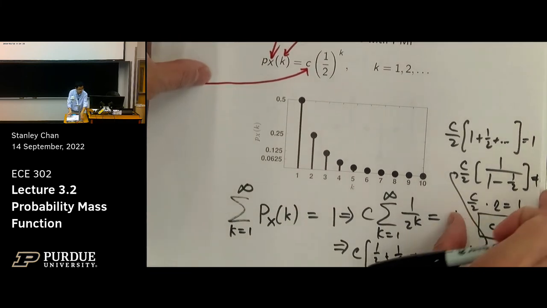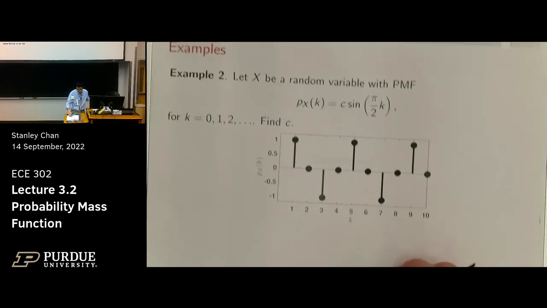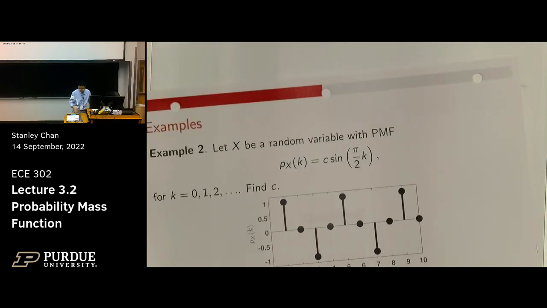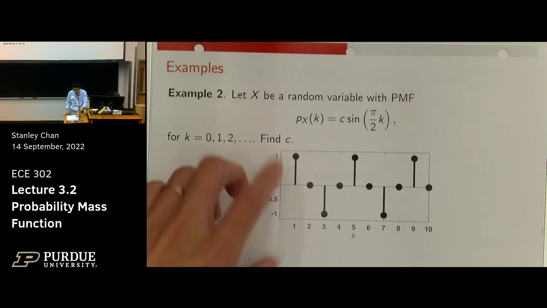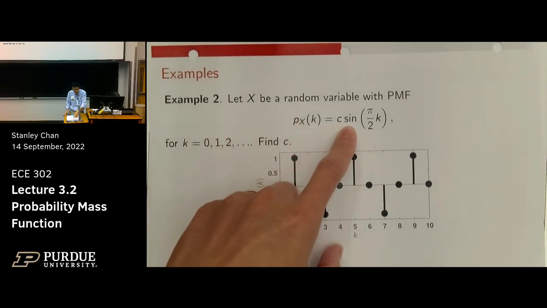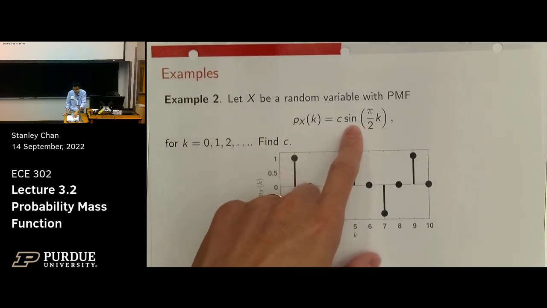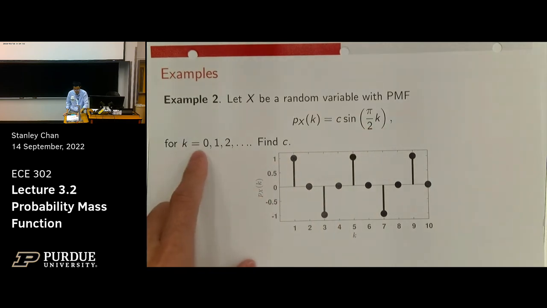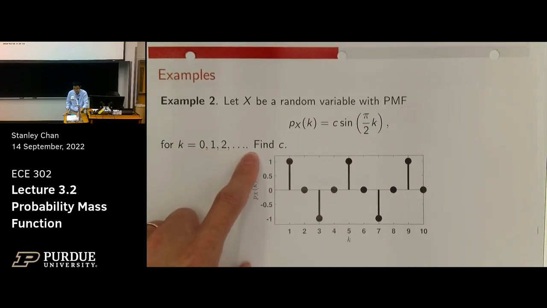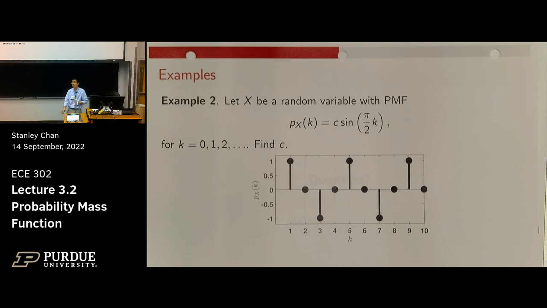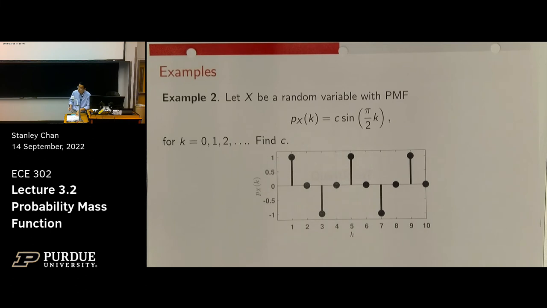Let's work on another example just to make sure that everyone follows. Here is the random variable X, and here is the probability mass function, C times sin of pi over 2 times k, where k is 0, 1, 2, all the way to infinity, and find C. Okay, so what is C? Let's just do it, okay?